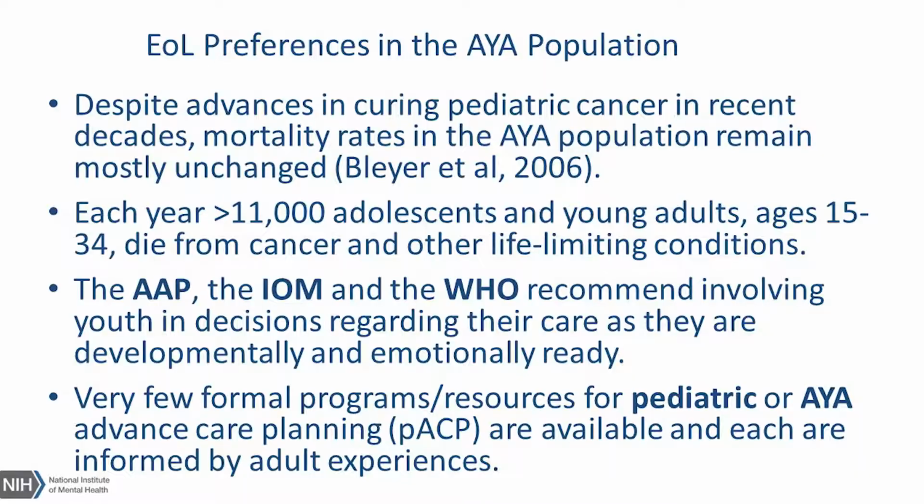But that started us thinking about this together. Our work started in about 2005-06, and we realized that for adolescents who had cancers, their mortality rate was still high. Ewing sarcoma still has the highest mortality of those cancers I showed you. Every year, 11,000 young adults and adolescents between the ages of 15 and 34 die from cancer and other conditions. The Academy of Pediatrics, the IOM and the WHO all came out saying we need to include youth in their decision-making as they're developmentally and emotionally ready.